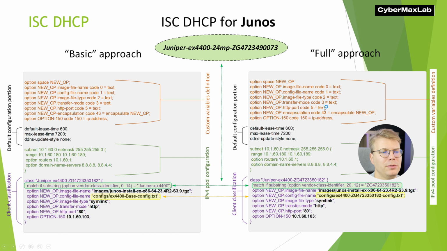The difference between basic and full is in the match string and the config file name. In the full, we send a specific configuration file just for that device. And we match if substring option vendor class identifier 20, 12. So we start from character 20, next 12 characters, and this should be the serial number in that string. You can see the string here above in the green oval. Another thing is if you have 3 switches, on the left side you just need one class. If you have 3 switches on the right side, you will need to create 3 classes, one for each switch, providing each a different configuration. Otherwise, they will be the same.